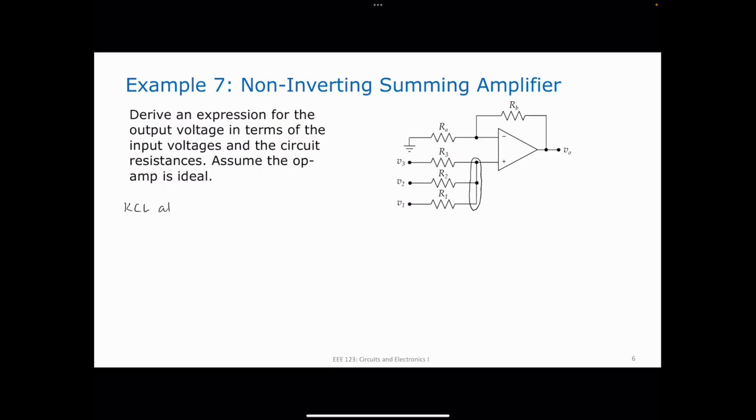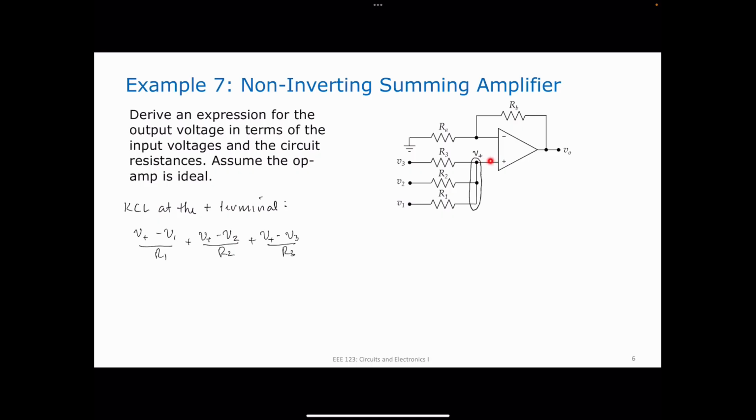KCL at the plus terminal. The voltage at the plus terminal is V plus. So you have (V plus minus V1) over R1 plus (V plus minus V2) over R2. So that's this current, (V plus minus V1) over R1. This current, (V plus minus V2) over R2. Then the third current is (V plus minus V3) over R3.